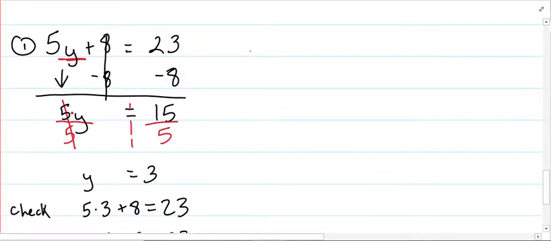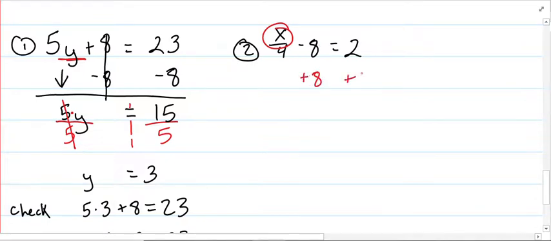Let's try another two-step equation. x over 4 minus 8 equals 2. So to solve this one, remember I'm undoing addition or subtraction first to isolate that variable. So I want to get x by itself. So first off, let's get rid of that subtraction. Get rid of the minus 8. Let's add 8 on both sides. And I will bring down this x over 4.